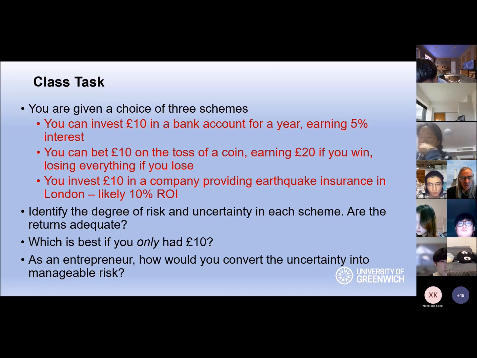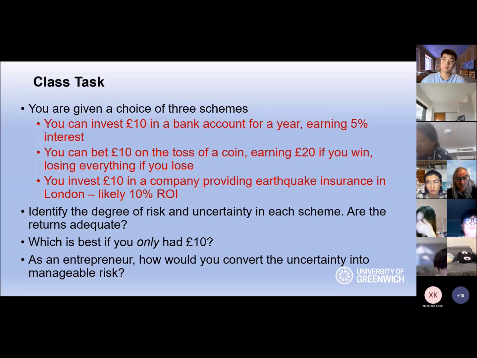So the question I would put to a class is which is the best of the three schemes? Which one would you invest in? Well, the safest one, of course, is the first one, putting money into a bank account. Probably the next safest one would be the earthquake company, and the riskiest one would be the middle one, where you're betting on the toss of a coin. The important thing to realise, though, is that because the first one is so safe, you get a very low rate of return.